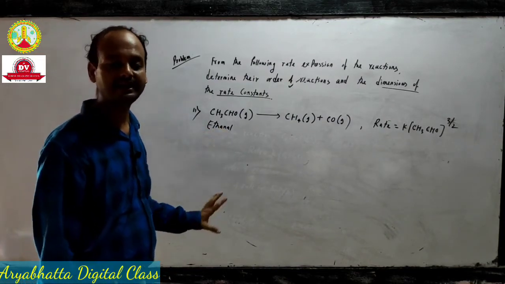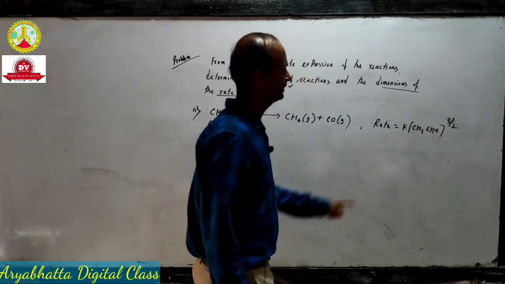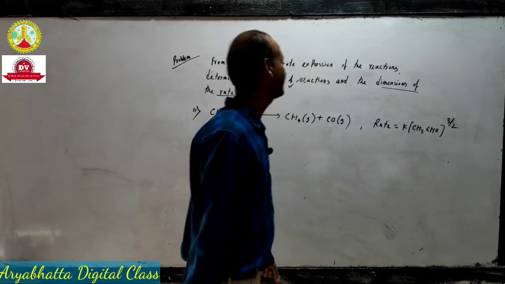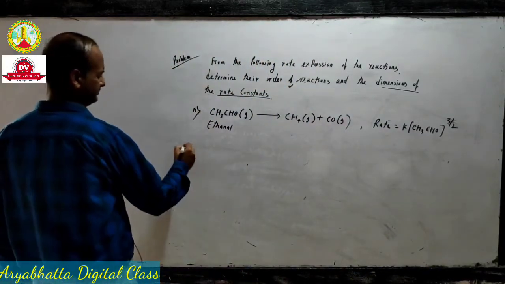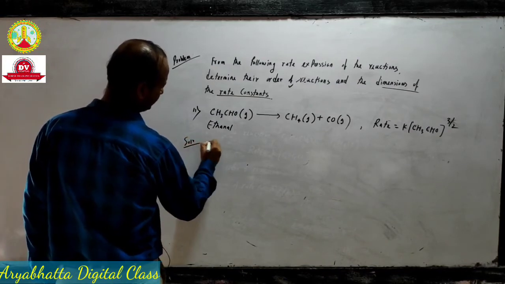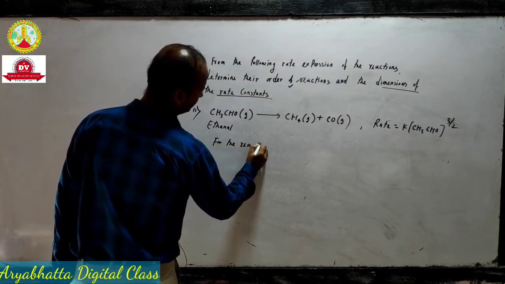ETHANAL, ethanal. Okay, aldehyde. For this reaction, the rate has been given. Rate is this one, power 3/2. So the first part, order of reaction, is similar to the previous question. देखो ऐसा लिखना, for the reaction को लिख लेना.